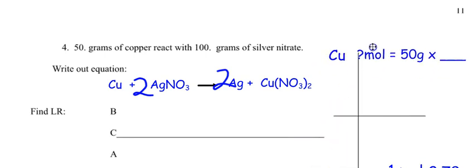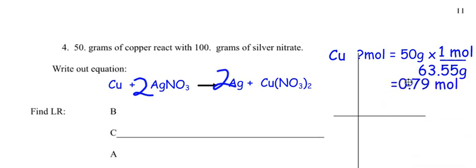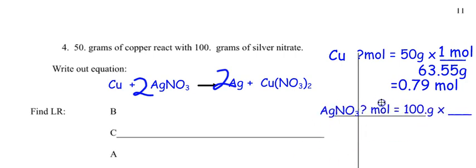So here's copper, and I need to know how many moles of that I have. Well, I looked on the periodic table, and I found 63.55, so I divided that out, I got 0.79 moles. I had to do the same thing for silver nitrate, didn't I? I found the formula mass, or the molar mass of silver nitrate. And that's how many moles I got. So what am I going to do with this now? I'm going to put those two numbers in my BCA table.